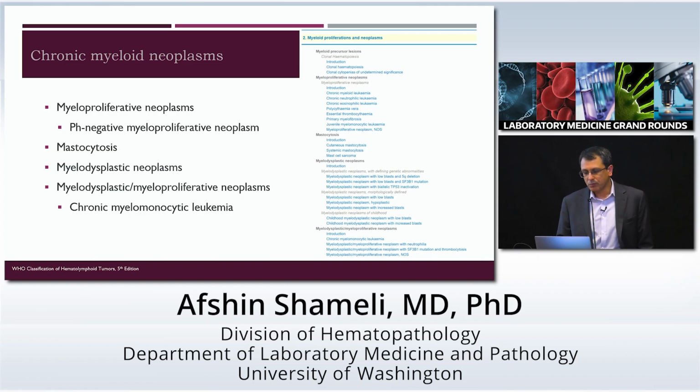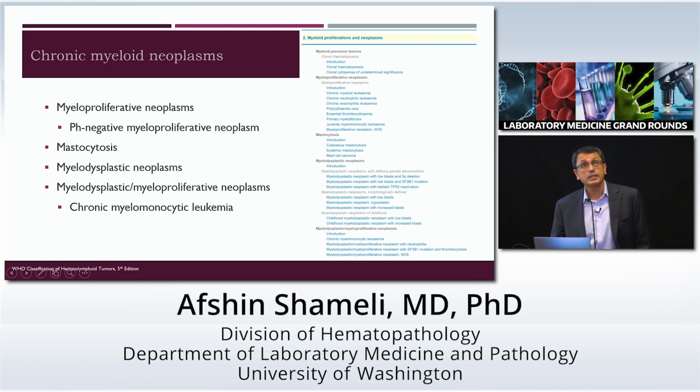Chronic myeloid neoplasms are various groups of stem cell disorders that are characterized by either chronic ineffective hematopoiesis leading to peripheral blood cytopenias and symptoms associated with cytopenias, or overproduction and proliferation of myeloid cells leading to peripheral blood cytosis, organomegaly and end organ damage.